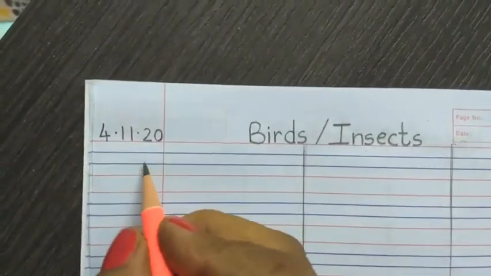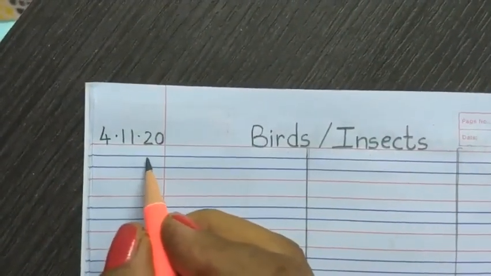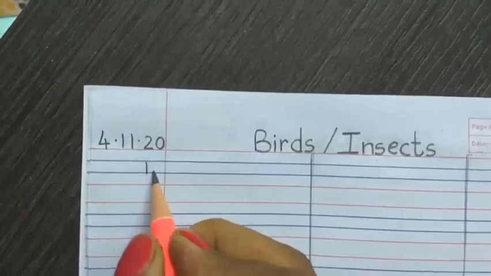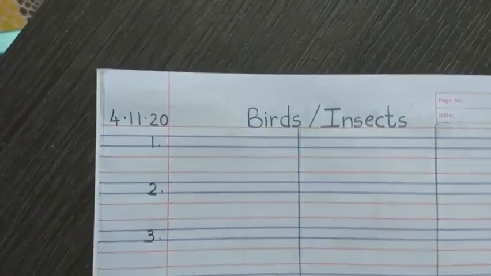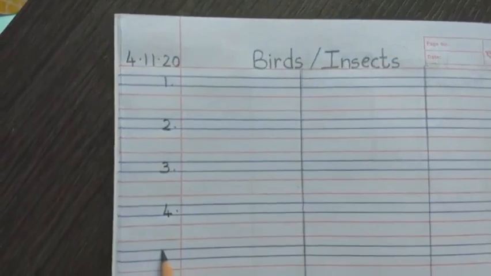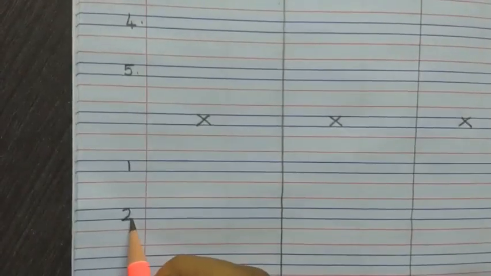Now here on the left side of the margin you have to write numbers from 1 to 5. 1, 2, 3, 4, 5. Now after number 5 on this line you have to make a cross. And again from the next line write numbers 1, 2, 3, 4 and 5.